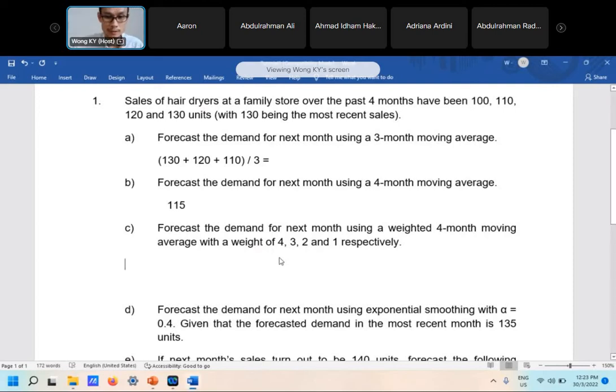Right, so now we make use of the weightage. Remember, the higher weightage is normally assigned to the most recent data, because they are more relevant, and lower weightage is assigned to older data because they are less relevant. Even though the question didn't say which weight has to be assigned to which month, you should know. So the weight of 4 should be assigned to the most recent data, which is 130. The next weight, 3, should be assigned to the second most recent data, which is 120. The weightage of 2 should be assigned to 110, and 1 should be assigned to 100.